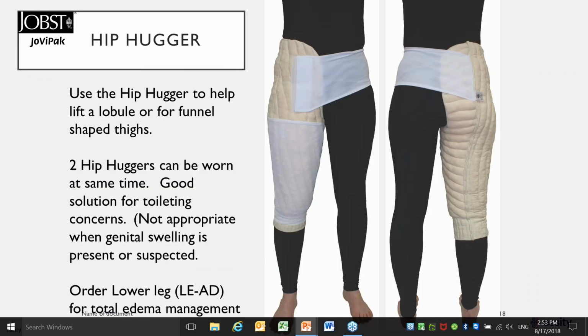Let's talk about a hip hugger. A hip hugger is one of those garments that can be used to help lift one of those lobules, or it can be used for a funnel-shaped thigh. Hip huggers can be worn at the same time, so you could order two, one for the left and one for the right. It's a good solution for toileting concerns. However, it is not appropriate when genital swelling is present or is suspected. Order the lower leg in combination with this for total edema management.